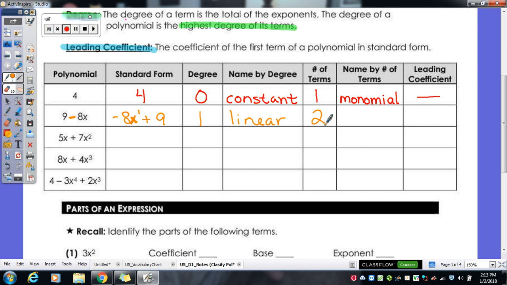This has 2 terms. It's got the negative 8x as one term, and then the 9 is a second term. So we've got 2 terms here, which would make this a binomial. And then our leading coefficient would be that negative 8. That first term is the negative 8x, and the coefficient part of that is the negative 8.